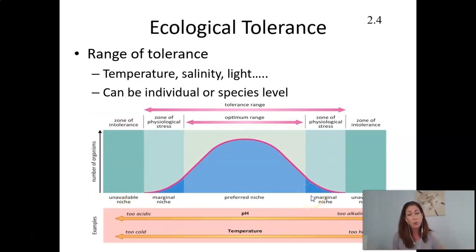So once you get too cold or too warm, or you get outside of that pH range of tolerance, you're going to find that those critters will no longer be found there. So these are just some of the things that we take a look at when we're looking at impacts on biodiversity. Are they living in their optimum range of tolerance, or has the human impact stressed them out to the point where we have changed their environment outside of their ecological tolerance?